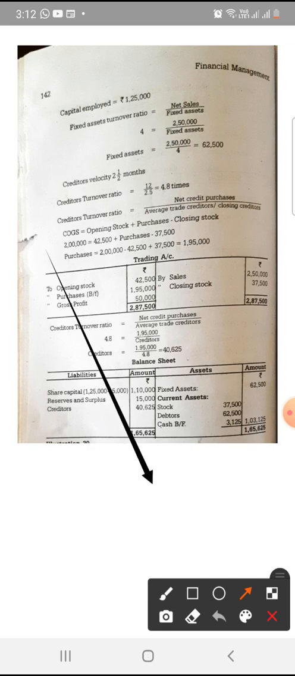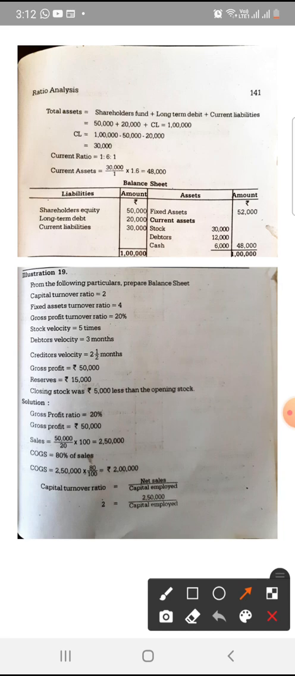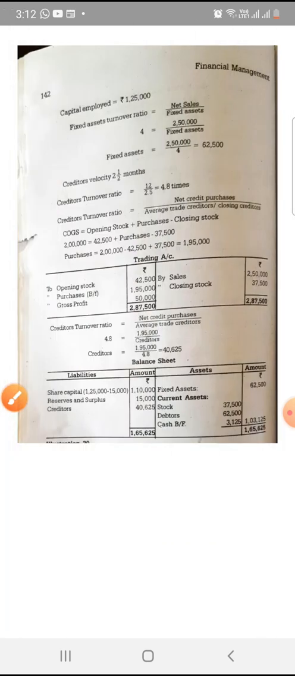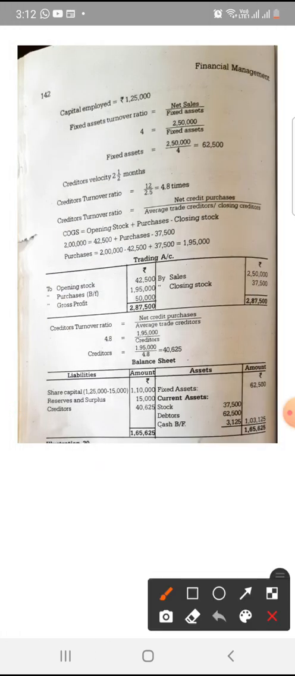What is the next information given in the problem? Debtors velocity, creditors velocity. Then you have closing stock also. So we will move on. See here, creditors velocity is 2.5 months, so turnover will be 4.8 times. Creditors turnover ratio is net credit purchases divided by average creditors, trade creditors or closing creditors.